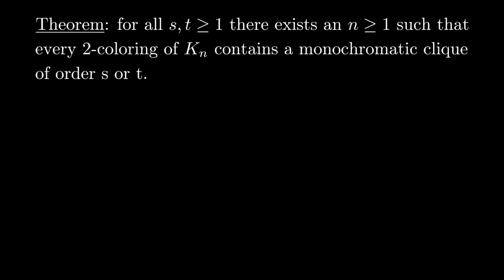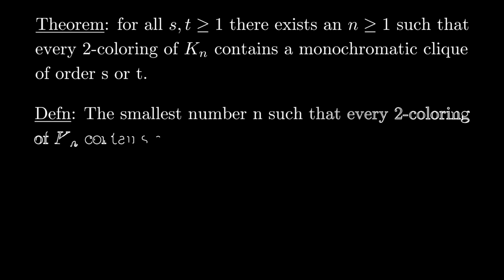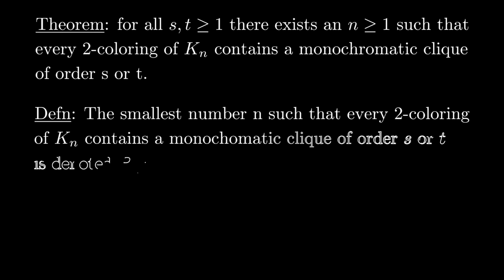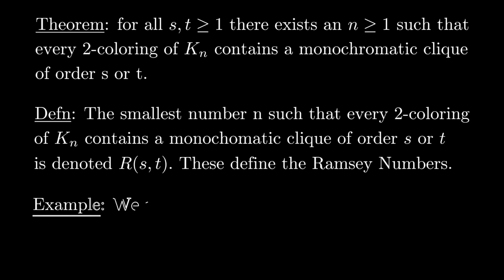You can use this theorem to define a bunch of different numbers. We'll say that the smallest number n, such that every 2-coloring of a complete graph contains a monochromatic clique of order s or t, is denoted R(s,t), and these define the Ramsey numbers. The example that we showed earlier says that R(3,3) is exactly equal to 6.